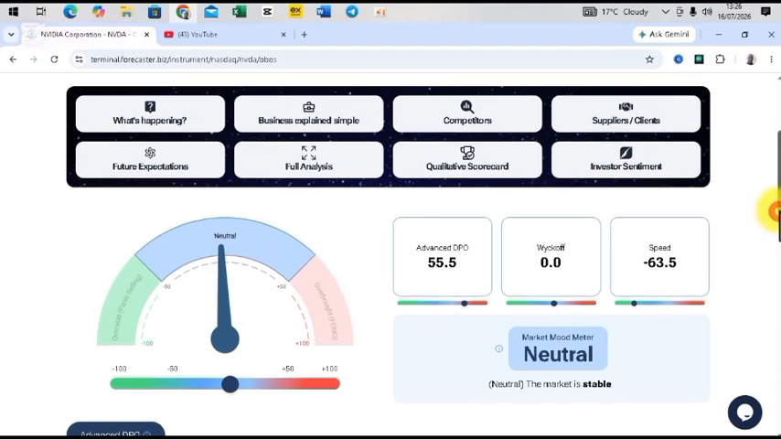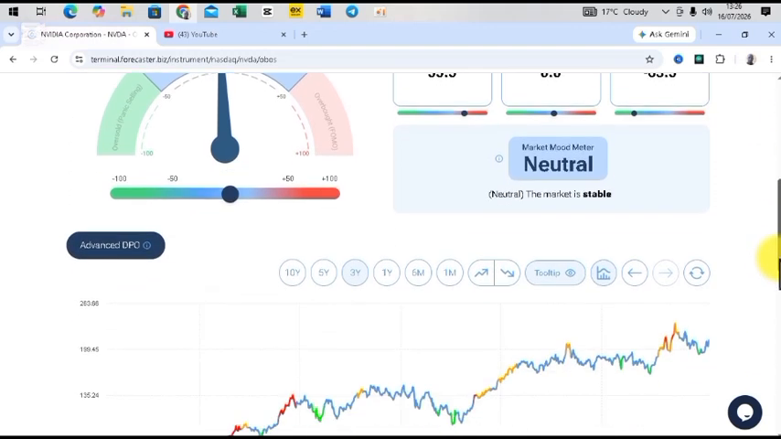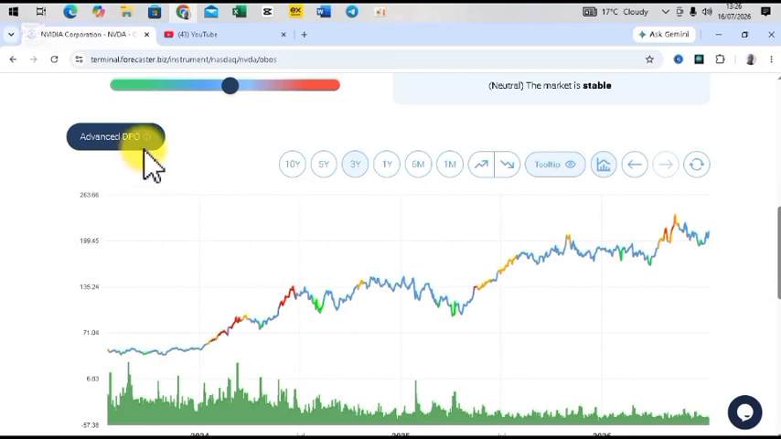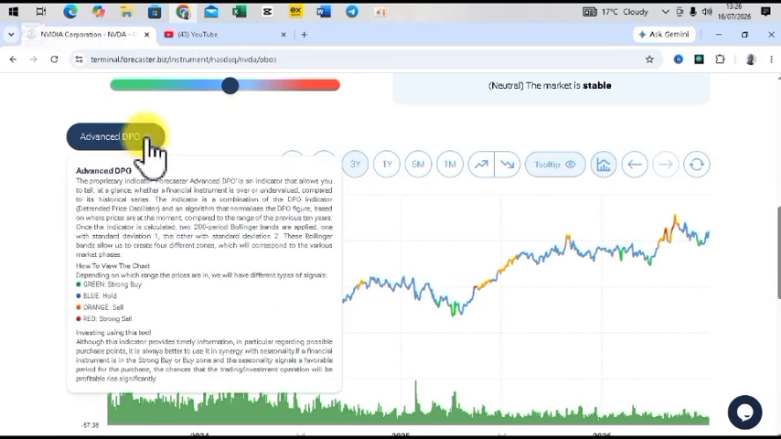And if I scroll down, you can see on the advanced DPO, it will show you or explain what it means. The proprietary indicator forecast advanced DPO is an indicator that allows you to tell at a glance whether a financial instrument is over or undervalued compared to its historical series. Okay, so for example, because this chart is a bit different from what you're used to, let's explain how to view the chart from here.